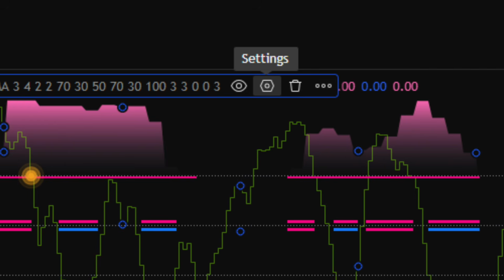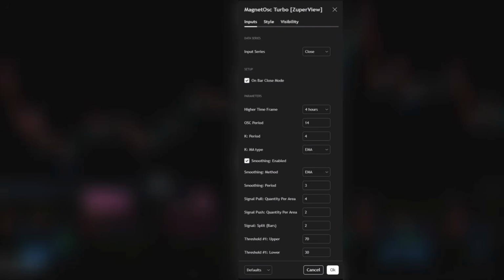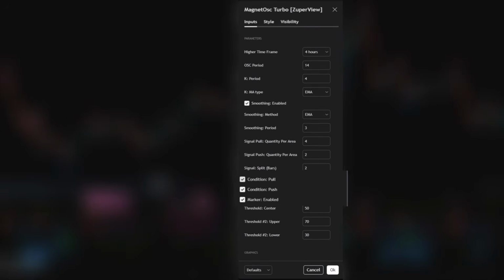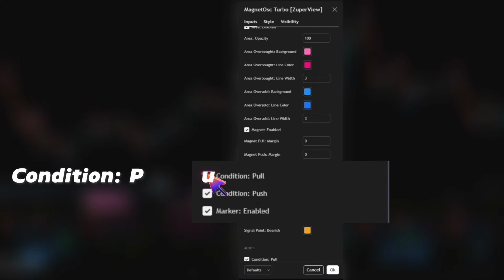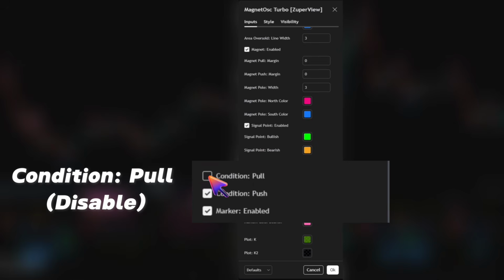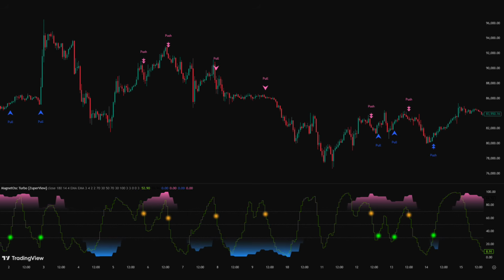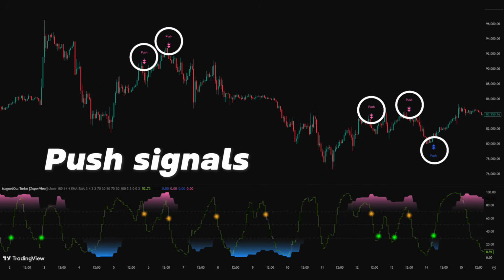Next, although there are two types of signals, we should never trade both pull and push at the same time. In the settings under alerts, both push and pull are enabled by default. If you only want to focus on one type of signal, such as push, you can turn off pull. Instantly, all pull signals will disappear from the chart, leaving a clean view with only push signals for your trades.